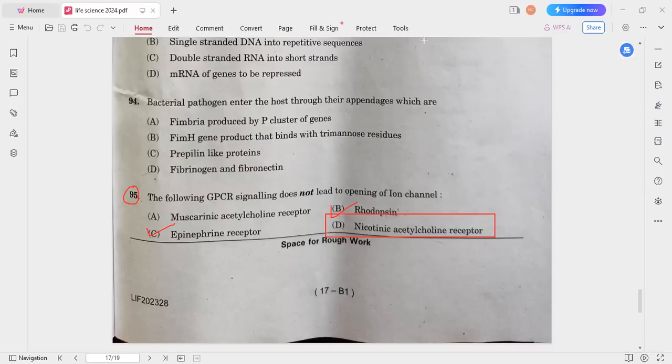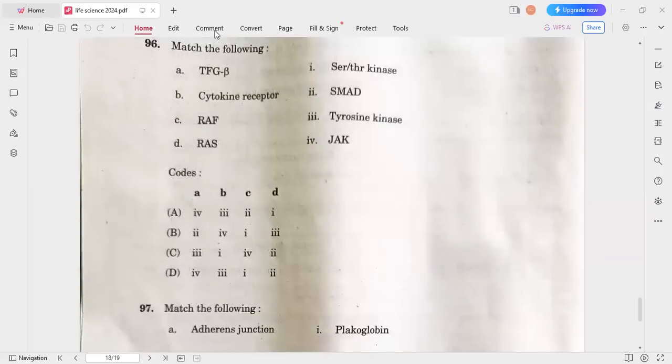Okay, now move on to the next question, that is question number 96. Match the following, based on TGF beta, cytokine receptor, RAF, RAS. For question 96, option B is the correct answer.